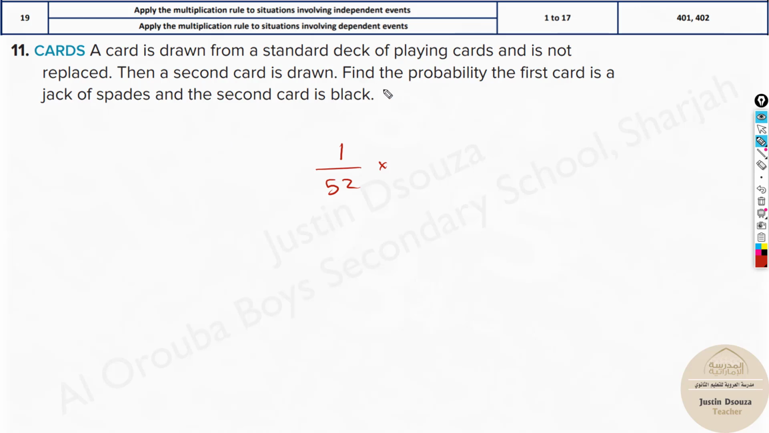It's dependent because it's not replaced, right? Now, it's not replaced. It's clearly mentioned. That means now in the next probability, it will be 51 cards. Now, what is the probability it is a black?